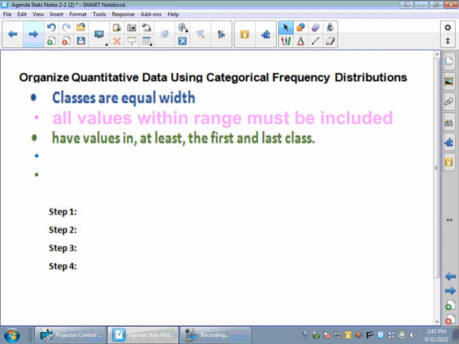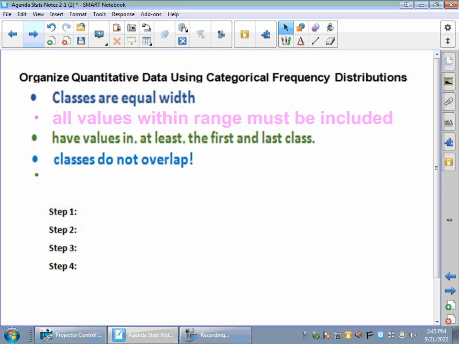We have to have values in at least the first class and the last class. If we have zeros for our frequency, what's the point of even putting them on there? The zeros can be squished in between, but the first and the last, the top and the bottom class, have to have values in the frequencies.